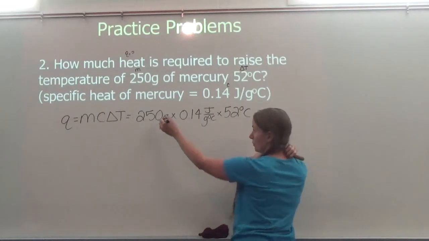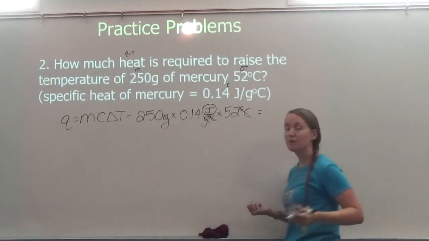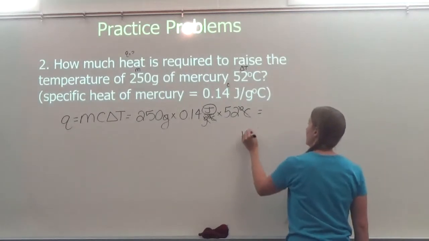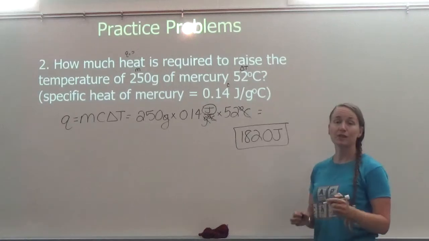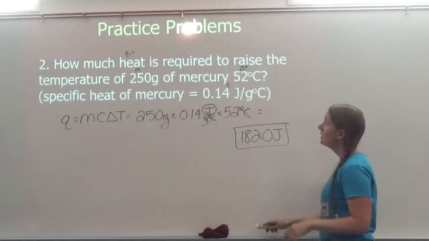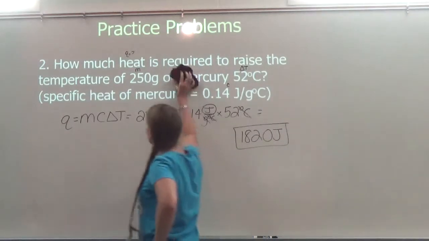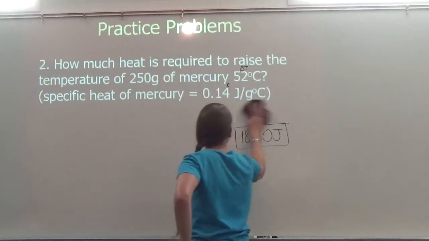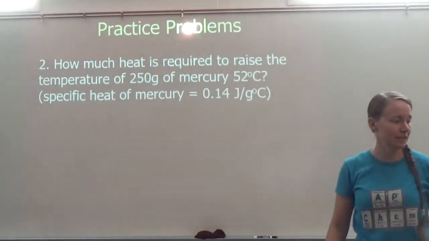Alright, so if you look, your grams will cancel, your degrees Celsius will cancel, and you'll be left with joules. So you just multiply your 3 numbers. And so I got 1,820, and then my unit is joules. Don't forget that unit. I'm super picky about units. Alright, so hopefully Q equals MC delta T wasn't that hard. It's just plugging in and doing basic algebra. And you get to use a calculator. So it can't get much easier than basic algebra with a calculator.